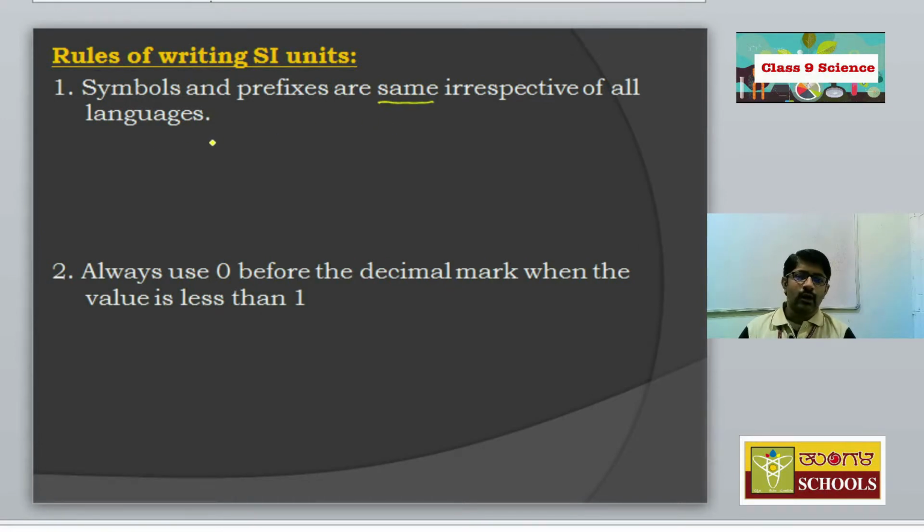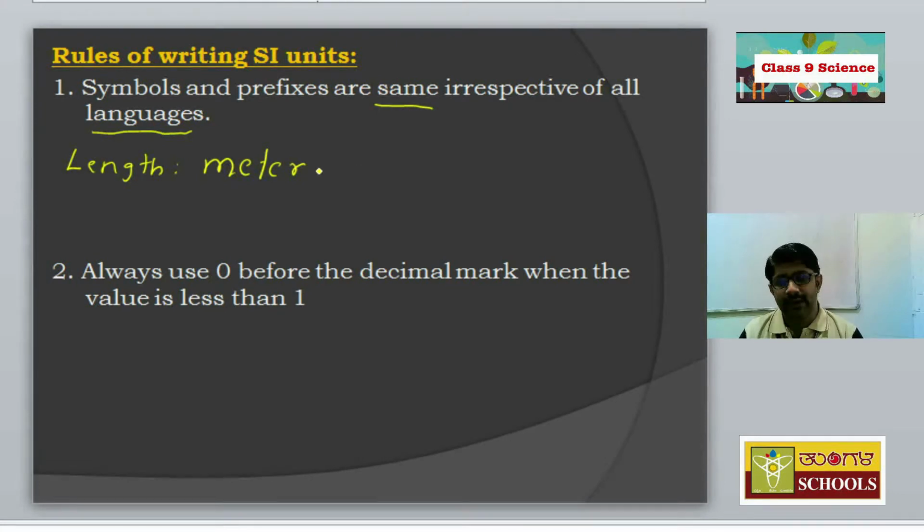In the world, we are having so many languages. Irrespective of all languages, symbols and prefixes remain same. For length, we are measuring that by meter. So meter will be the unit.